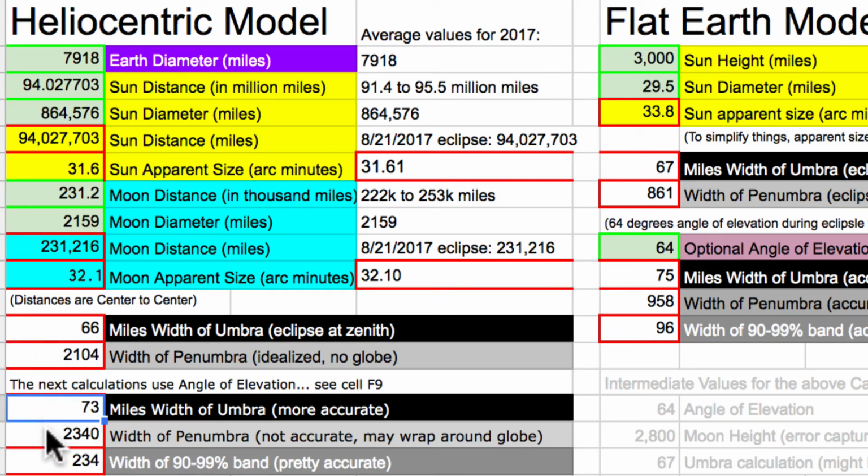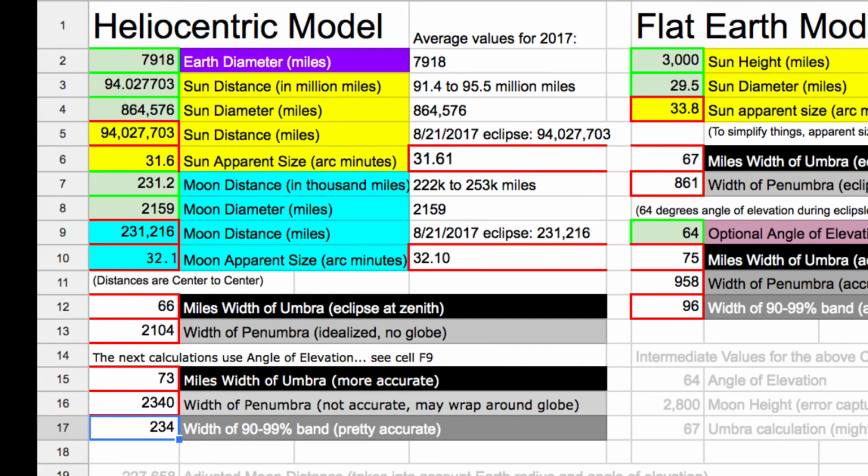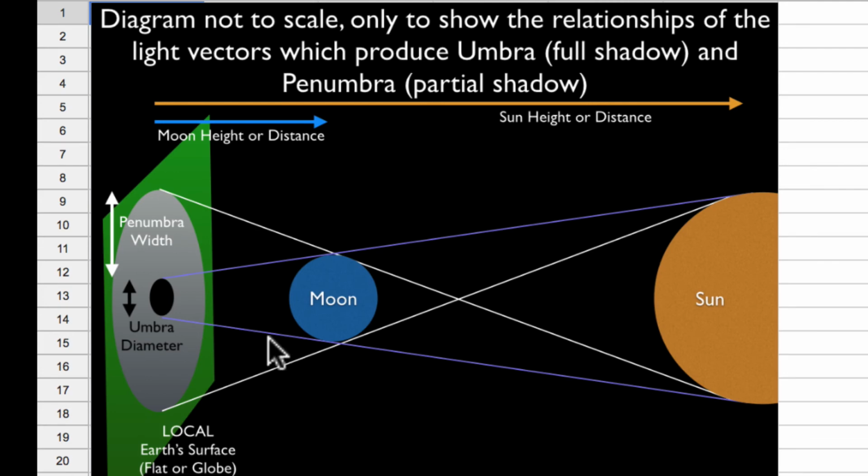And then we've got the width of the umbra and then the penumbra. Those are very, very similar calculations. And then, like I said, I use the angle of elevation to find the width of the umbra and the width of the penumbra, which is totally not accurate because it's wrapping around the globe. But then a 10% band for the penumbra. Now, I do want to make sure you guys understand that when I say the width of the penumbra, I'm talking about the donut. It's not the diameter of the penumbra. It's just the width from the umbra to the edge. Okay, that's what I'm calling the penumbra width.